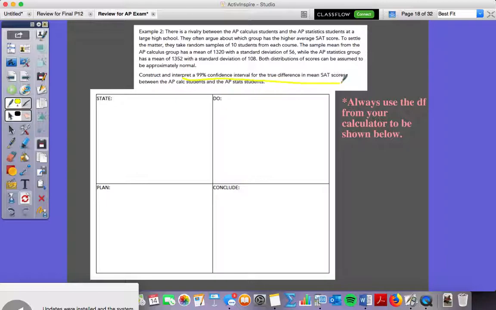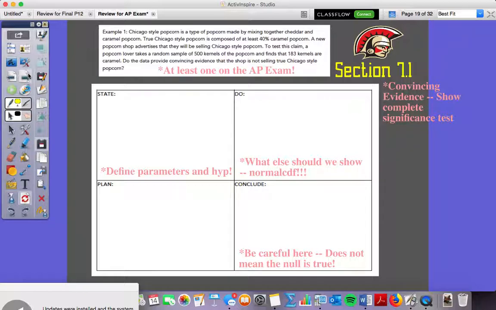99% confidence interval for the true difference in means, 2 sample t interval. But if it wasn't randomly assigned, it was just a random sample, and you asked the same question, you cannot conclude cause and effect. You can conclude that it is convincing, but you can't say it caused it. There's no cause and effect relationship. Great job. At least one of these is on the AP exam, so just a reminder of this.